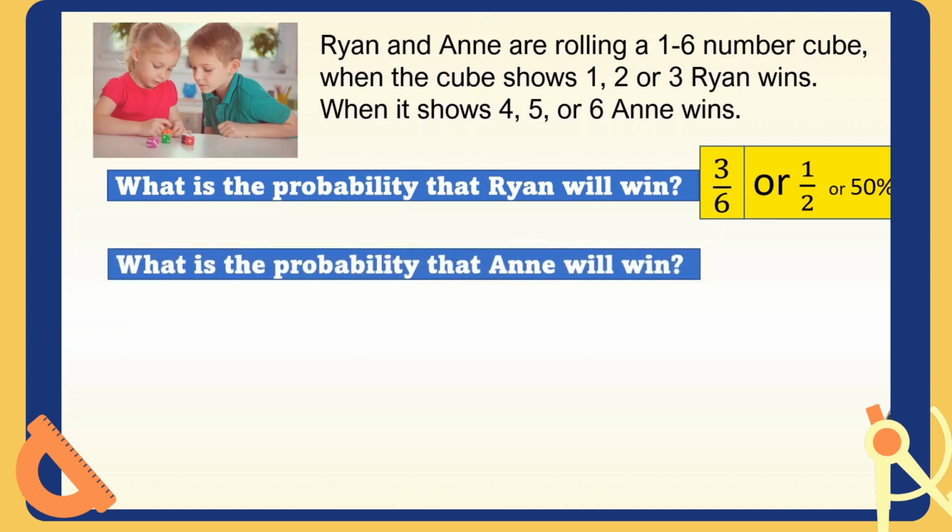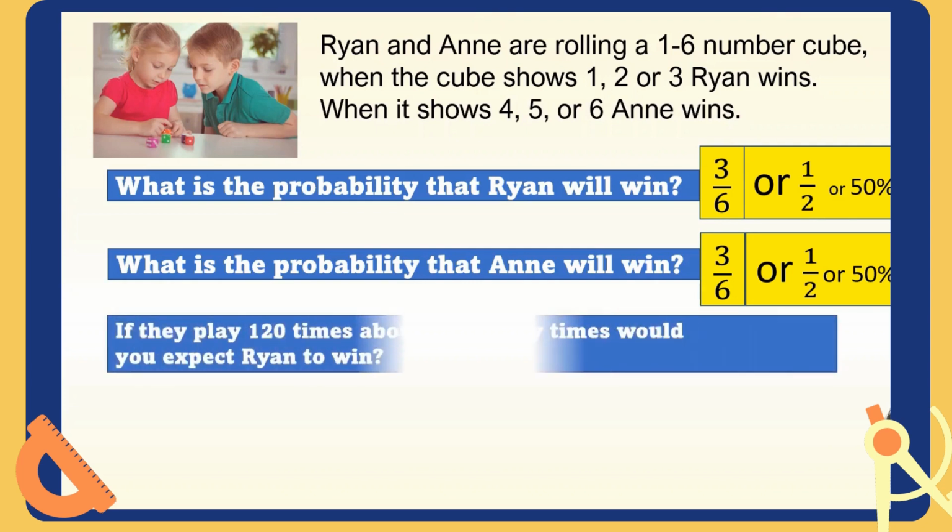Pangalawang tanong, what is the probability that Anne will win? So, ano rin yung tsansa ni Anne para manalo? So, dahil kung ang lalabas na number ay 4, 5, and 6, mananalo si Anne, kaya 3/6 din. Pareho sila kay Ryan. Okay? Or, 1/2 or 50%. It means, meron ding 50% na mananalo si Anne. Kasi, pareho sila ng number. Okay?